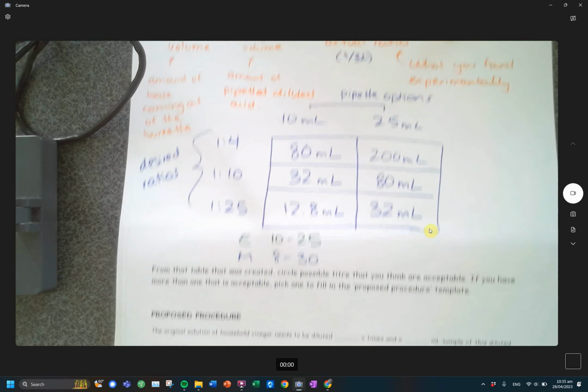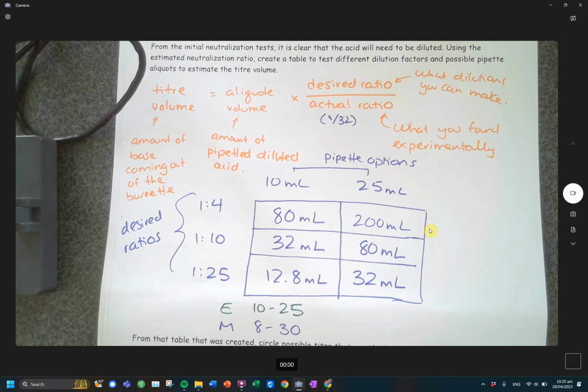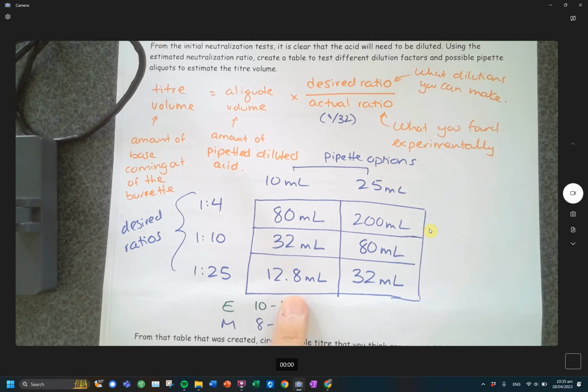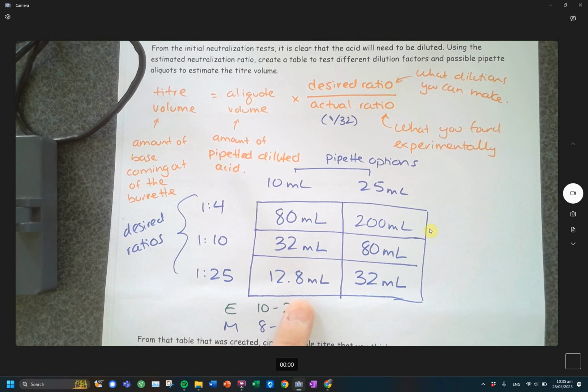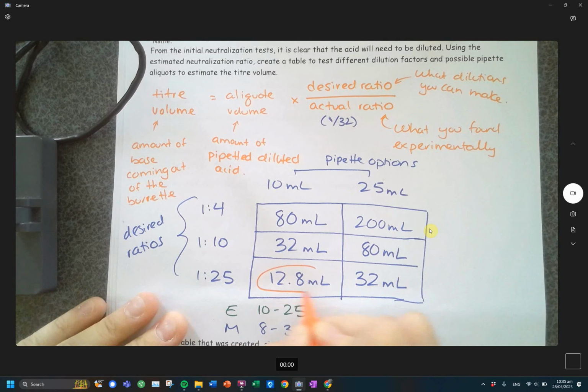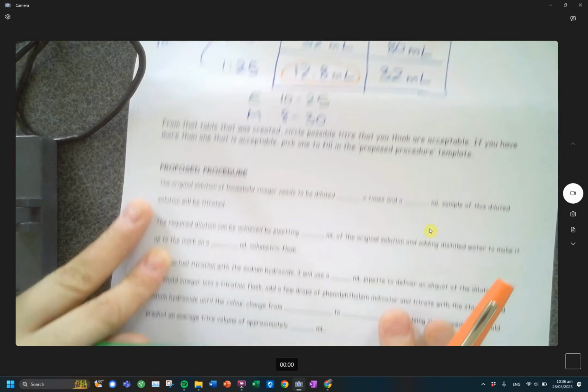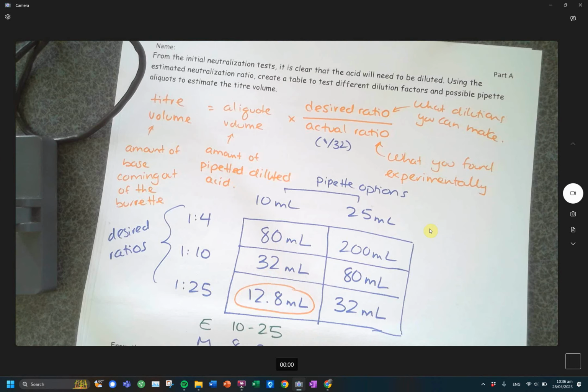Okay. So filling in that proposed procedure, when I look at this, there's only one that will get me to the excellence, and that's a 25-fold dilution and only taking 10 mils of that 25-fold diluted solution. So this is the one that I'm going to select. It helps me if you circle or cross out the ones you're not going to use, so that way if you make a mistake down here, I can still work out what you were trying to do.